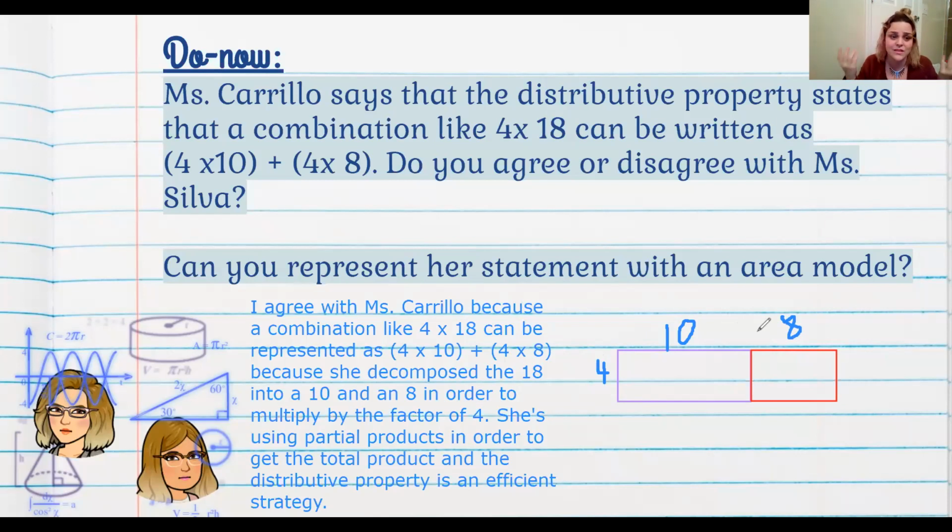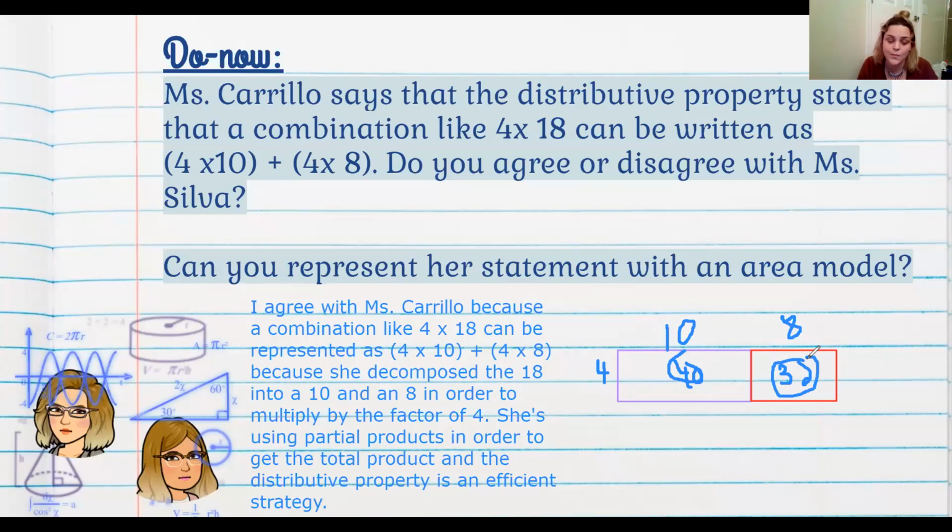And we decompose into numbers that are friendly to multiply by, because we know what 10 times 4 is. 10 times 4 we know is 40. And 4 times 8, if we already know our multiplication facts, our multiples of 4, multiples of 8, we know 4 times 8 or 8 times 4 is 32. So here we have our partial products. That's part of our total, partial because it's part of our total product that we're about to get.